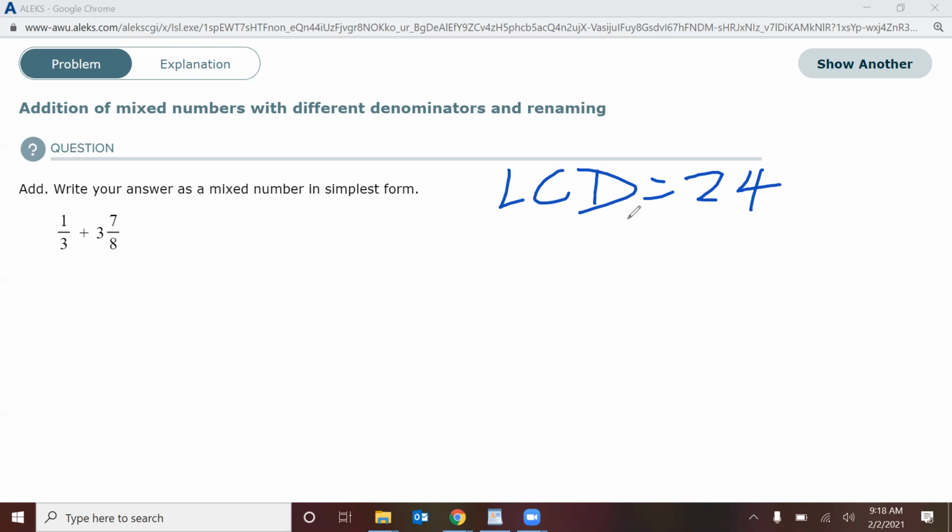Okay, so what do I need to multiply the first denominator by so that I get the LCD? I need to multiply it by 8. And if I do it to the bottom, I must do it to the top. For the second fraction, or the mixed number, 3 7/8, what do I need to multiply its denominator by?